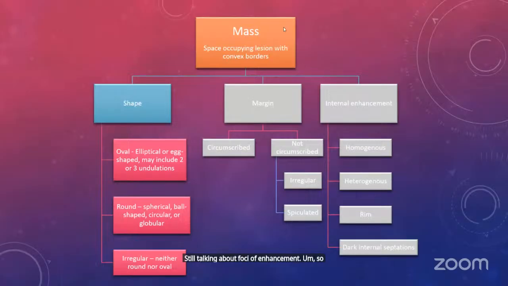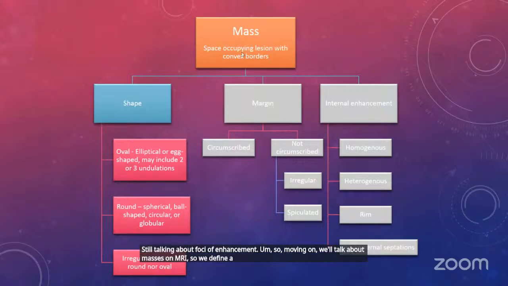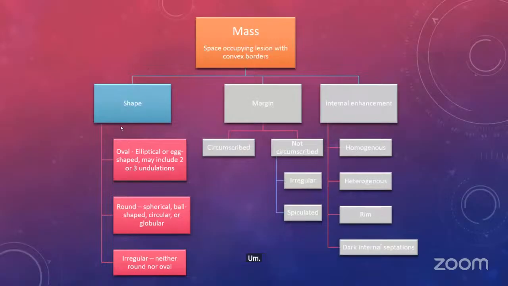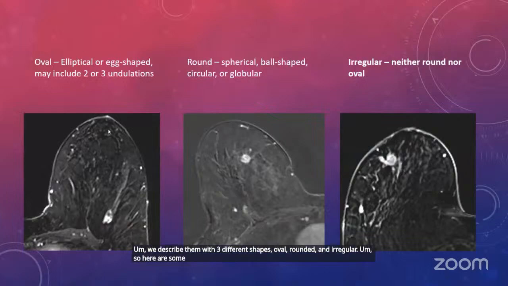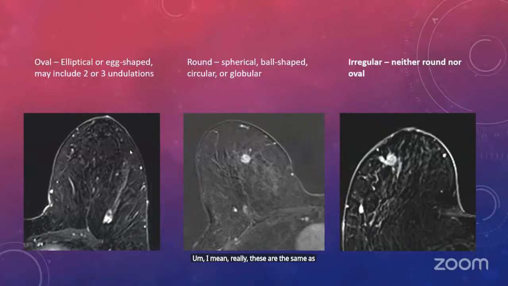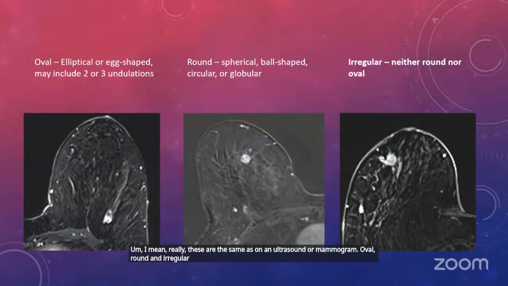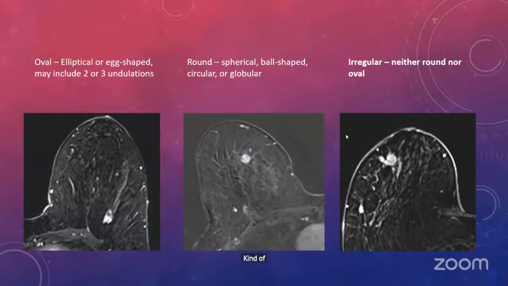So moving on, we'll talk about masses on MRI. We define a mass on MRI as a space-occupying lesion with convex borders. We describe them with 3 different shapes: oval, rounded, and irregular. So here are some examples of those. Really, these are the same as on ultrasound or mammogram. Oval, round, and irregular. You talk about those on ultrasound and mammogram as well. It looks the same on all 3.